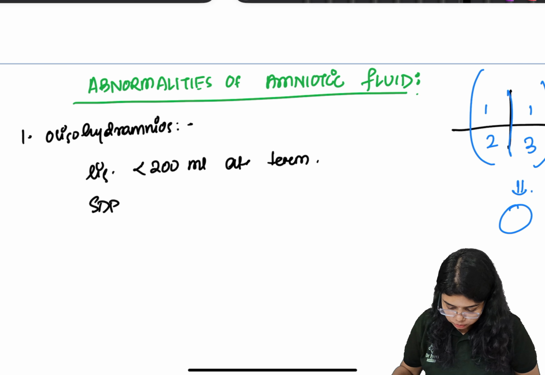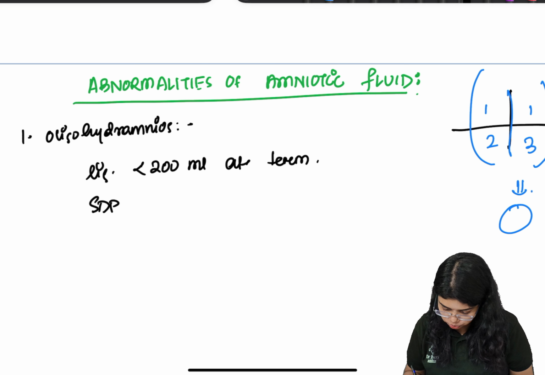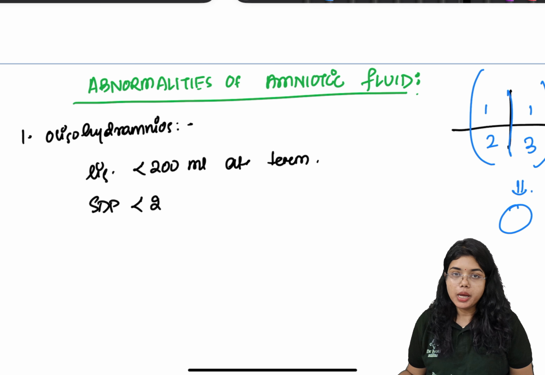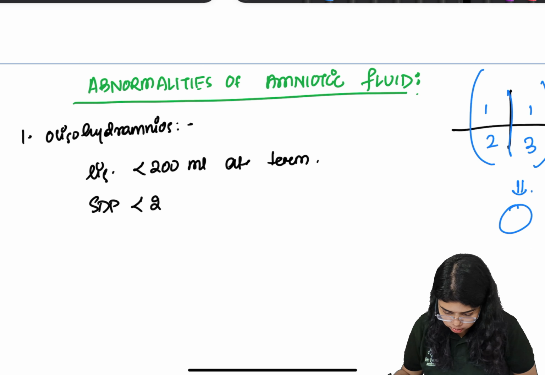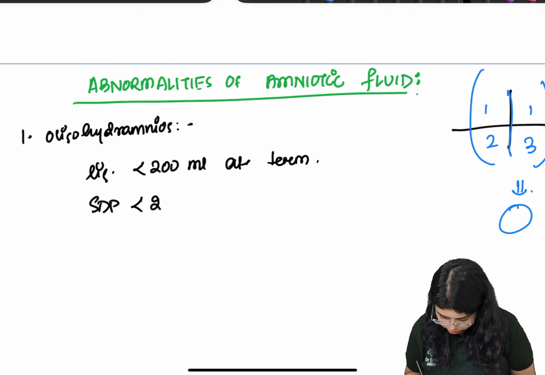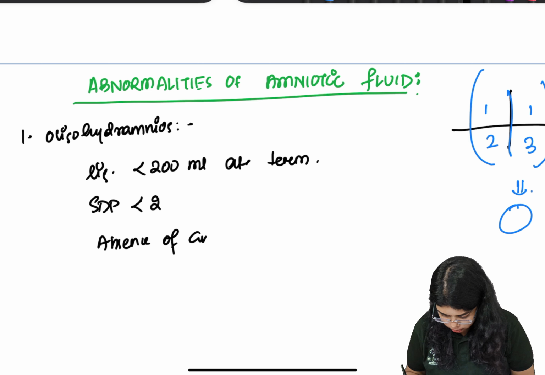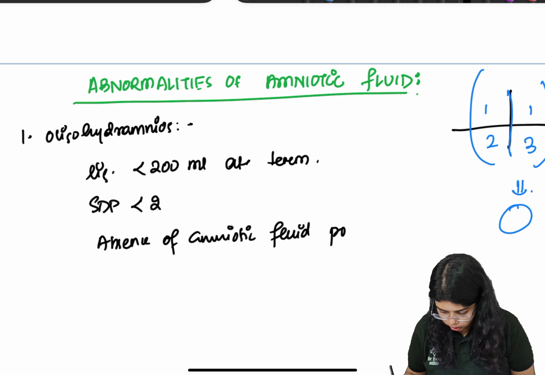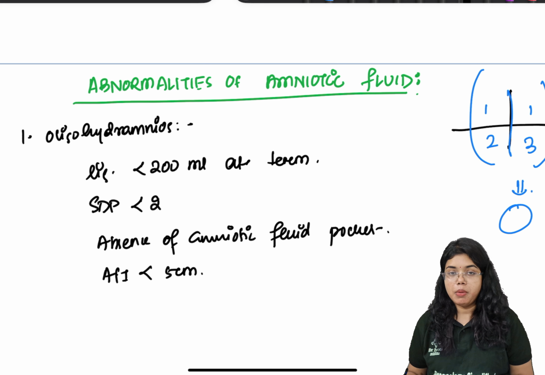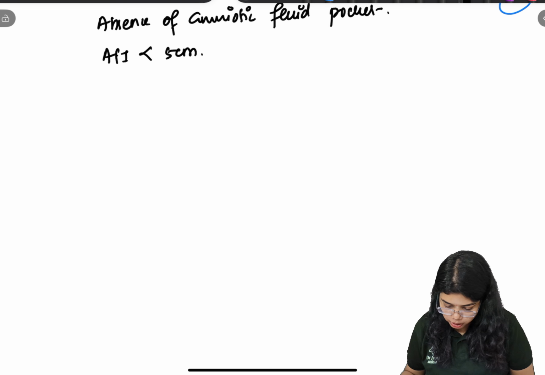Then if STP is less than 2, that is also called oligohydramnios. Sonographically we can write, if STP is less than 2 centimeter, or absence of amniotic fluid pocket, that can also be taken. And also AFI less than 5 centimeter; in centimeter it is 5, in ml it is 200 ml, in STP it is 2. Then what are the causes of oligohydramnios?